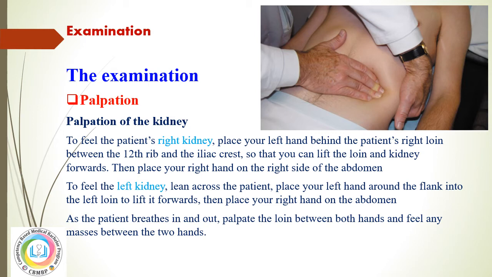For the left kidney, lean across the patient. Place your left hand around the flank into the left loin and lift it forwards. Then place your right hand on the abdomen. As the patient breathes in and out, palpate the loin between both hands and feel any mass between the two hands.